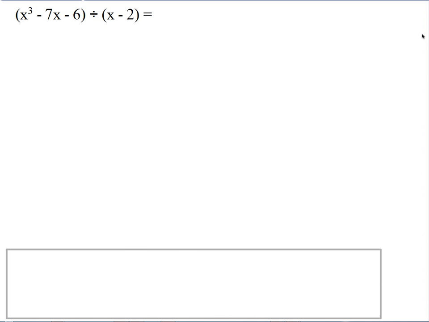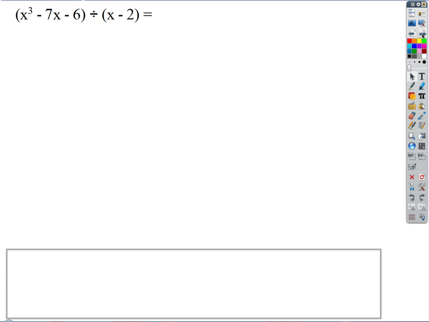Okay, what about this one? It's a little easier. I could divide this out using long division, but this time I could use synthetic division, because the denominator is linear. X is to the first power only. No x squareds, no x cubed, etc. So we can make this synthetic.